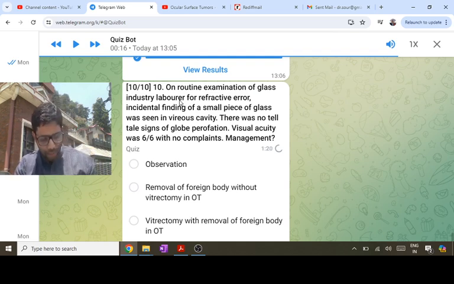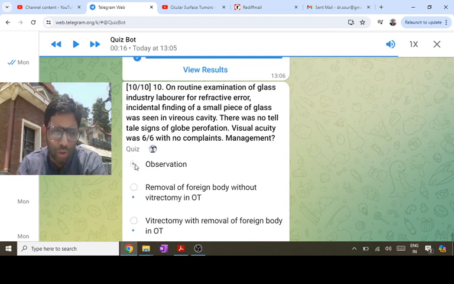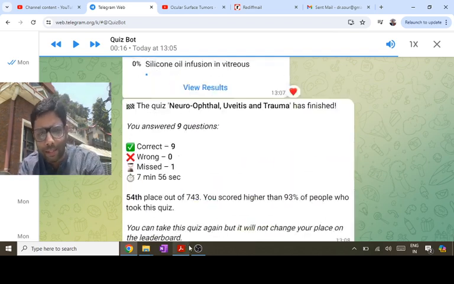See, in the exam they will give you hints in the question so that you come to the correct answer. So many people have written removal of foreign body with vitrectomy. That is for a metallic foreign body. It is an inert foreign body, and so many hints are there. Observation should be the answer of this question, and that is the 10 questions.